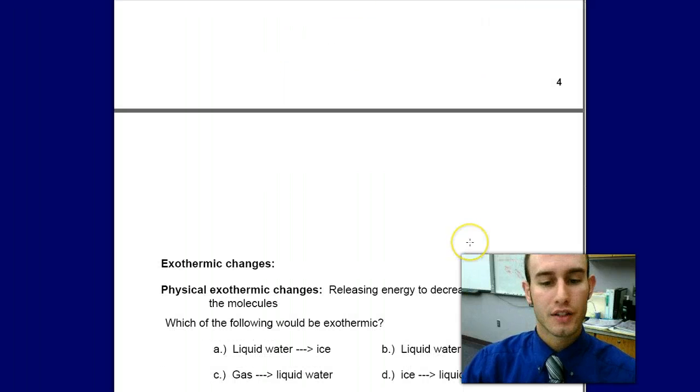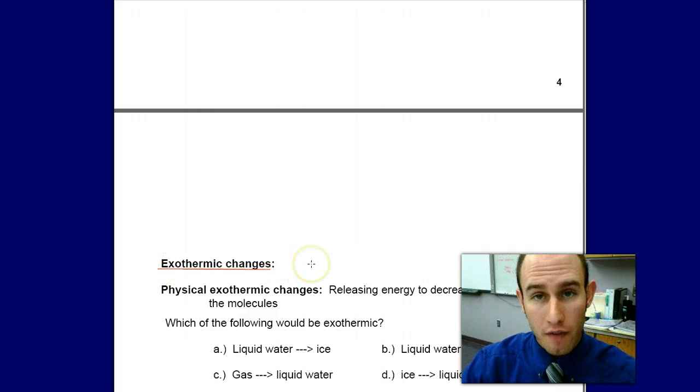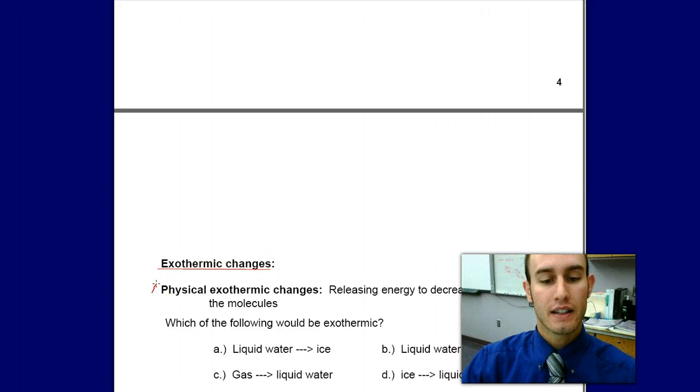Let's go ahead and move on to some exothermic changes. Now exothermic changes, again you should be thinking exo is giving off energy. Any type of physical change that occurs here, we are releasing, giving off energy to decrease the energy of the molecules. So ask yourself those same questions.